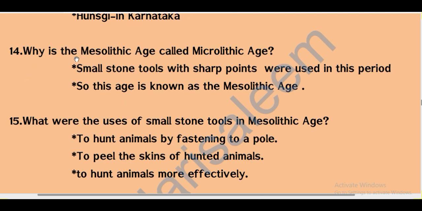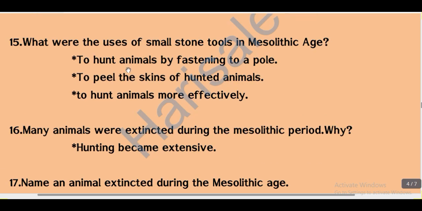Next, why is the Mesolithic age called Microlithic age? Answer: small stone tools with sharp points were used in this period, so this age is known as the Microlithic age. Next, what were the uses of small stone tools in Mesolithic age? Answer: to hunt animals by fastening to a pole, to peel the skins of hunted animals, to hunt animals more effectively.